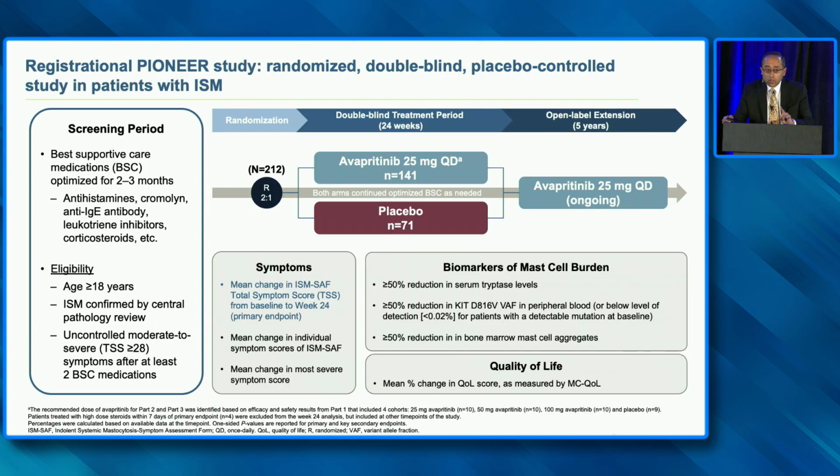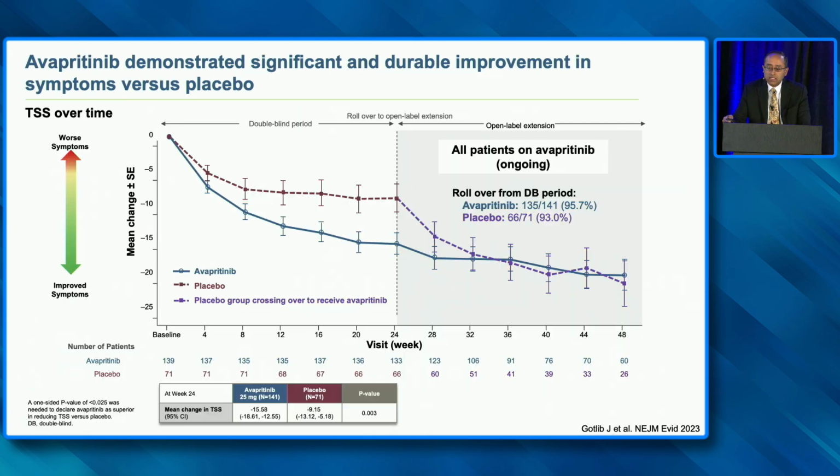Now, moving on to indolent SM, remember it is approved for indolent as well. That was 2023. This is a much bigger proportion of patients, generally normal life expectancy, and the idea is primarily to ameliorate symptoms. So this was the design, placebo-controlled phase 3 in this case, and this was the primary endpoint, the mean change, or the absolute change in the mean total symptom score, and that was met by avapritinib.